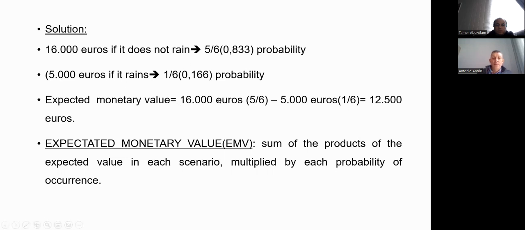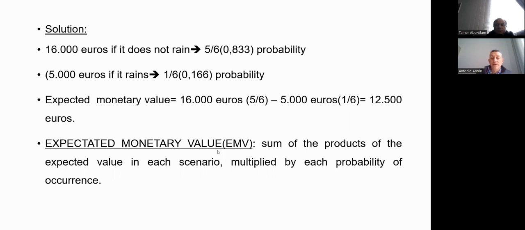Well, for the expected monetary value, you need to add the two parts. First, an earning of 16 euros with a probability. However, the losses diminish it with 5,000 euros. 5,000 euros is the loss. This is the reason for this minus that appears here. So the consequence is 2,000 euros. This is the expected monetary value.